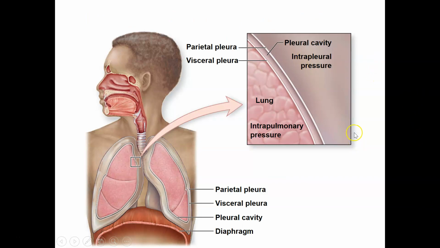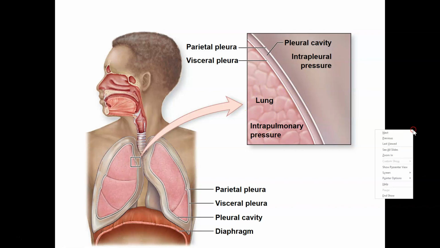Now, that creates a difference in pressure, and you can measure two different pressures actually. The pressure of the air that's inside the lungs, and that's called the intrapulmonary pressure, within the lungs pressure, and the pressure that's present in the fluid, the serous fluid, in the pleural cavity. That's called the intrapleural pressure, within the pleural cavity pressure.